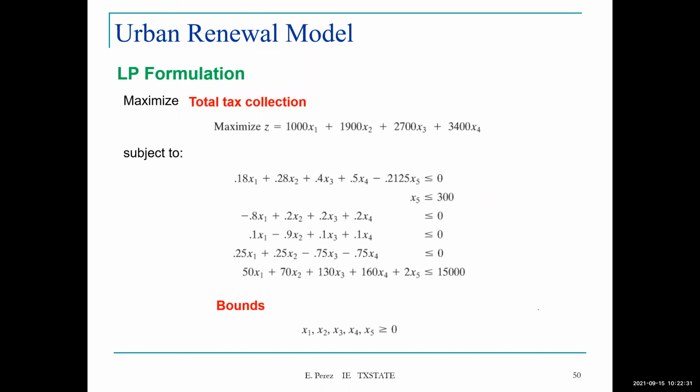And this is the final formulation for the urban renewal model. We have the maximization of the income that we're going to get from taxes. And then that's going to be subject to the limitations that we have in terms of space and the limitations that we have in terms of how many units we can build and demolish. And then we also have a limitation in terms of the budget that is available.